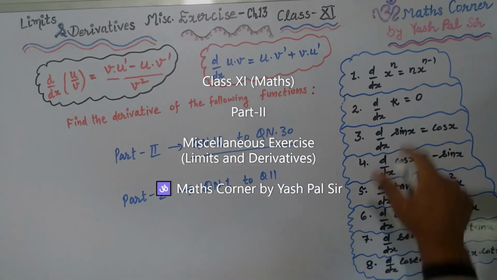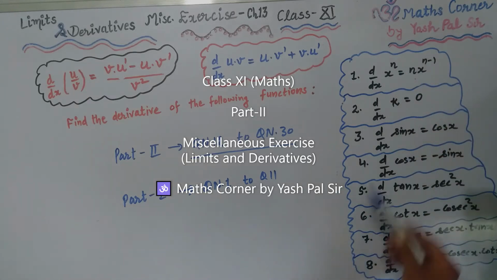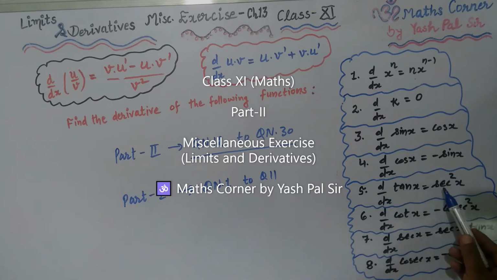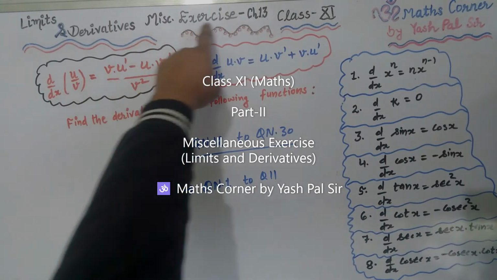Moreover, the basic results we know: derivative of x power n is n into x power n minus 1. Derivative of a constant is 0. Derivative of sin x is cos x. Derivative of cos x is minus sin x. Derivative of tangent x is secant square x. Derivative of cotangent x is minus cosecant square x. Derivative of secant x is secant x into tangent x. Derivative of cosecant x is minus cosecant x into cotangent x. So let us proceed towards the questions of the miscellaneous exercise.